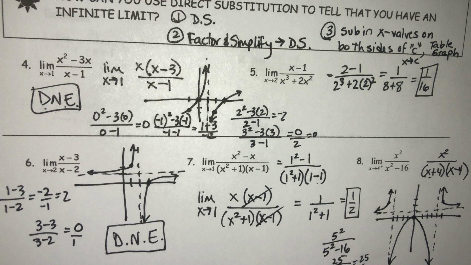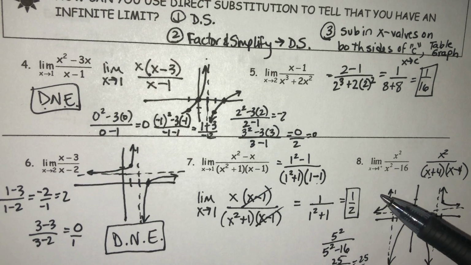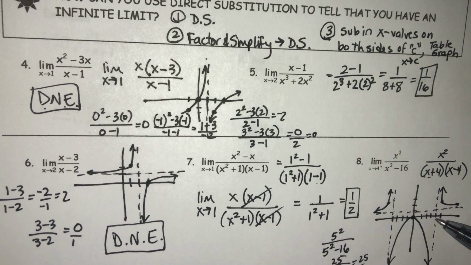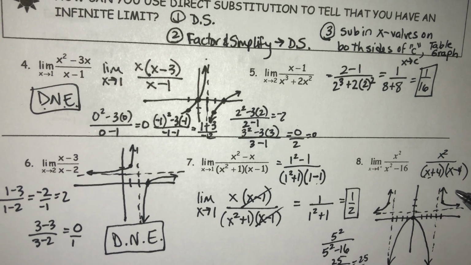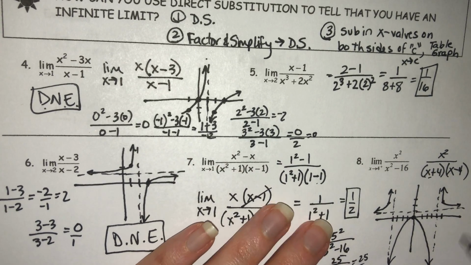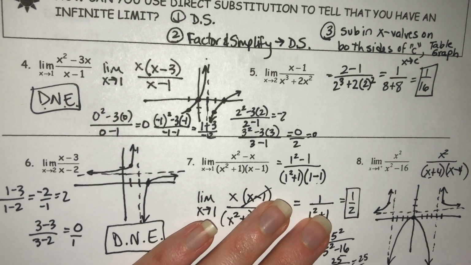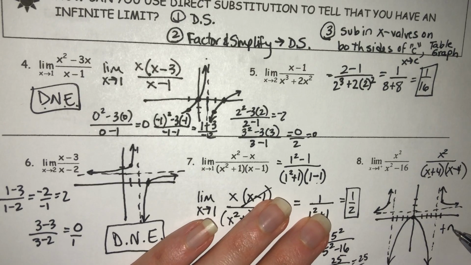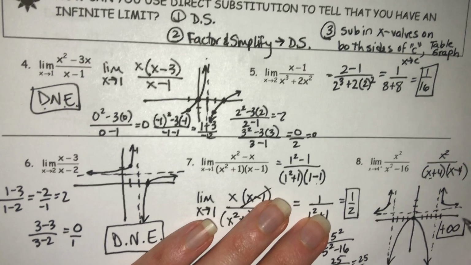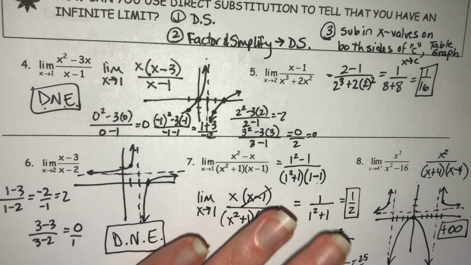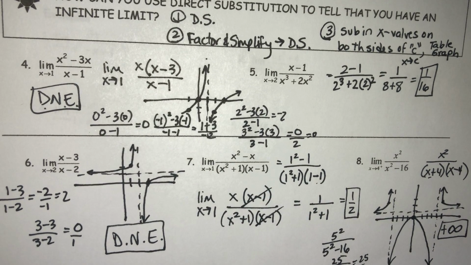So this is asking me, what is the limit as x approaches 4, which is the x value here, from the right side? Well, that's going toward positive infinity. Positive infinity. That's the answer. Does not exist would also be correct, but positive infinity is a more specific answer. Okay.